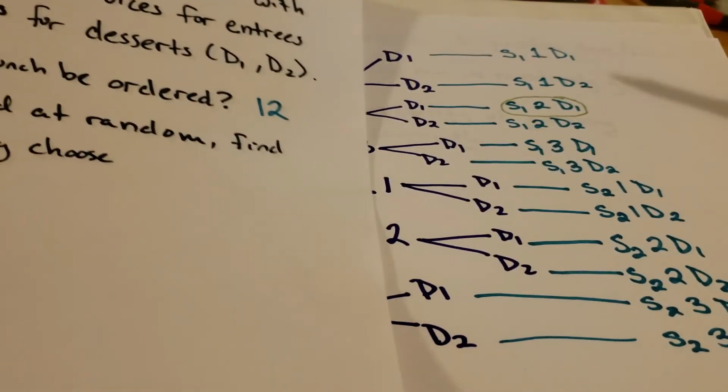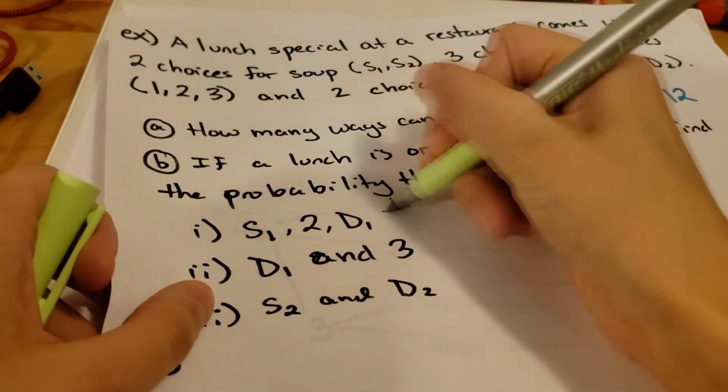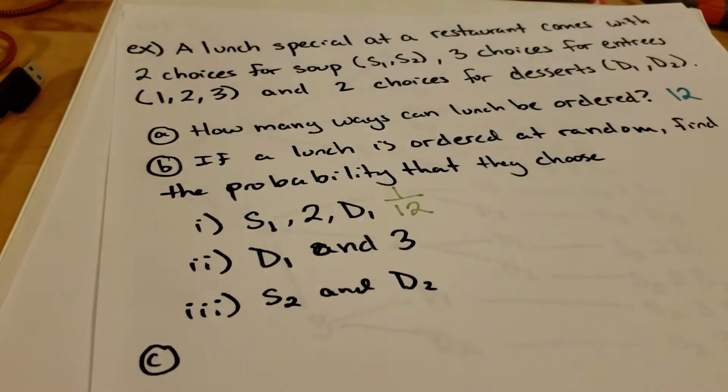Right, so we only have 1 out of the 12 possibilities that feature all 3 of these. So our probability over here is going to be 1 out of 12.